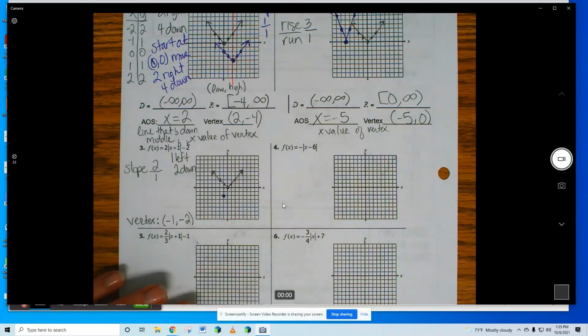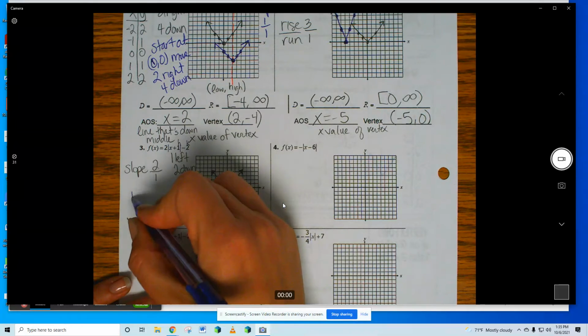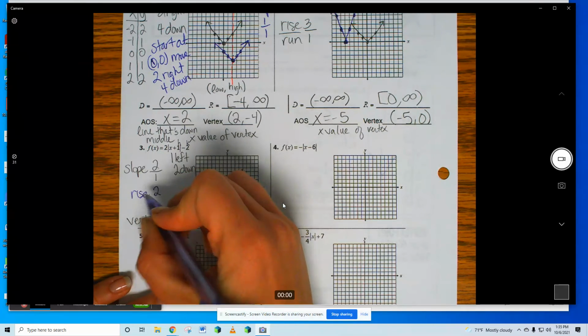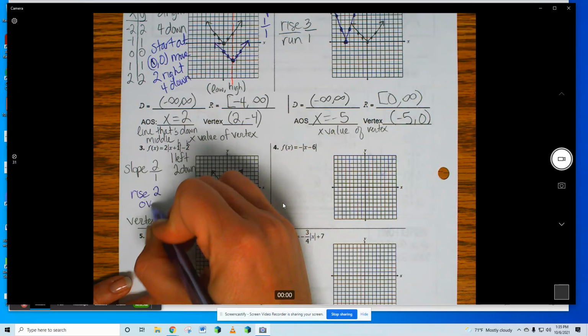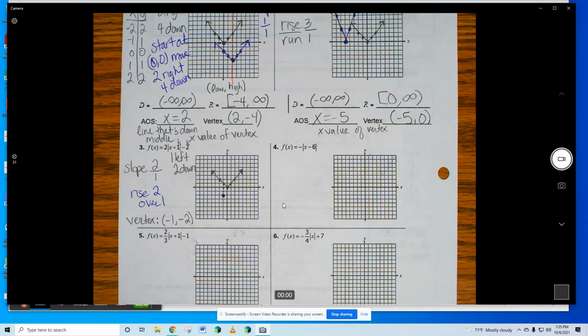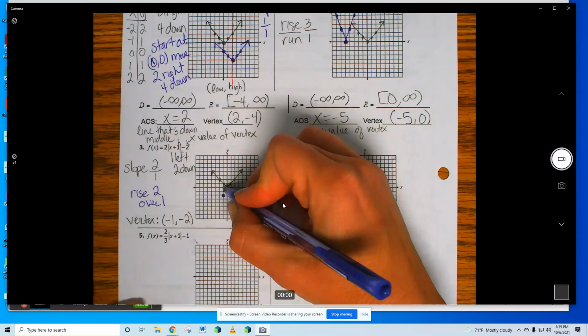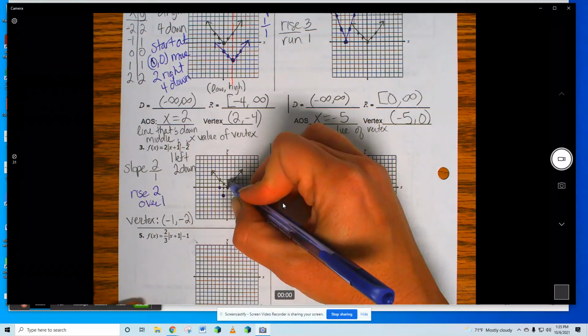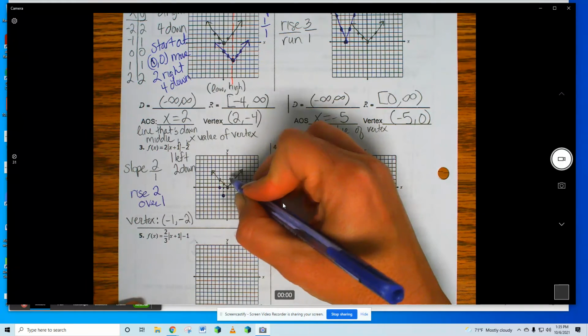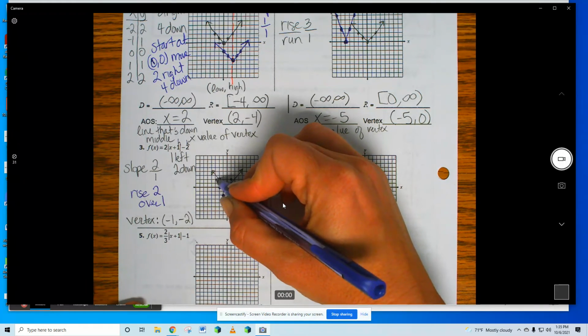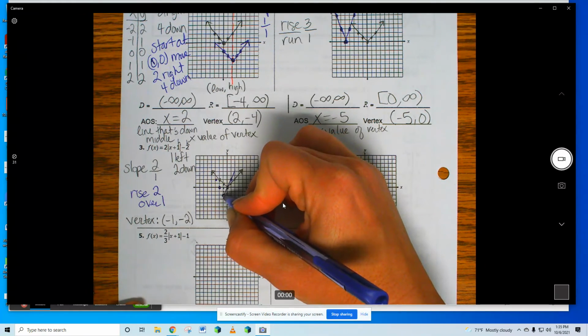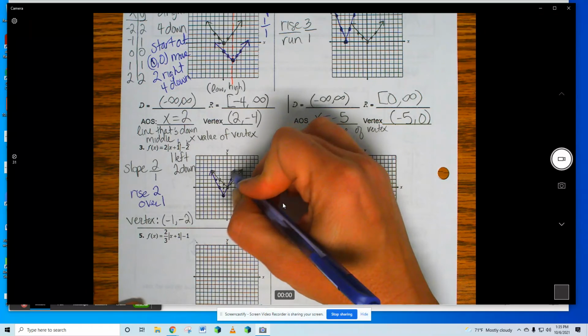My slope is 2/1. Rise 2 and then over 1 in both directions from my new vertex. Start at your new vertex because this is the line that is transformed. Rise 2, 1 to the left. Rise 2, 1 to the right. Do it again. Up 2, 1 to the right. Up 2, 1 to the left. This 2 made it skinnier.